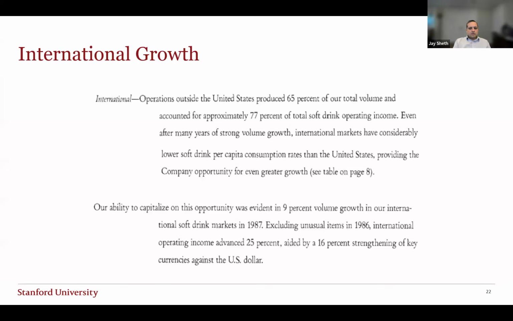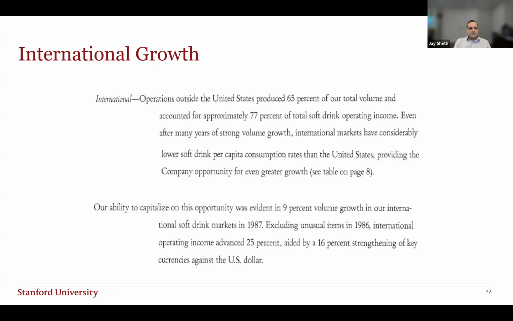Now, international continued to grow. So as you can see here, international was 2/3 of their soft drink volume. So it was the majority of the soft drinks business. And it was 77% of the total soft drink operating income. So it was 2/3 of the volume and 77% of the profits. So it was more profitable. It was the larger business, and it was more profitable than even the U.S. business. And then you can see that they talk about significant growth potential because per capita consumption is below the levels in the U.S.